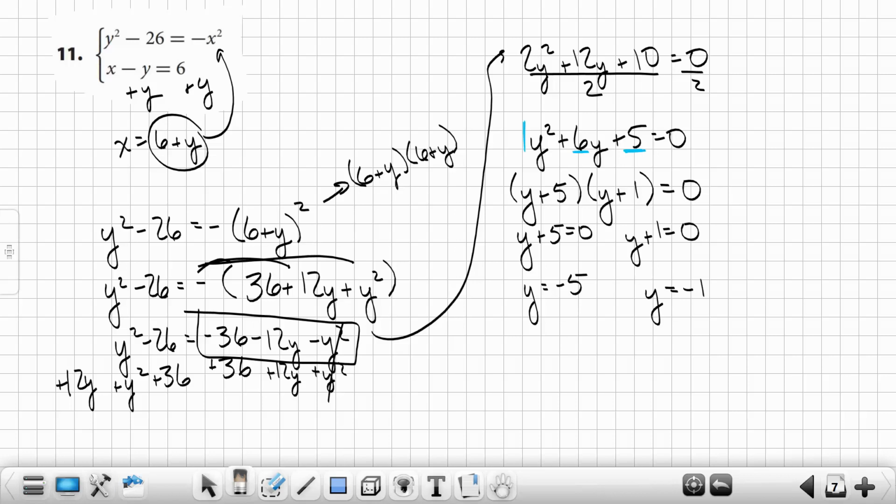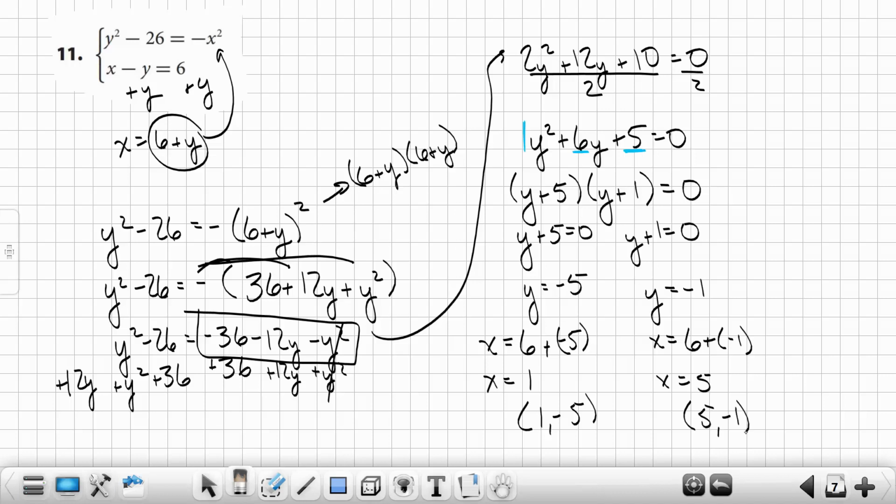I need my x values, so going back to the original equation, I have 6 plus -5 now, and I have 6 plus -1. So my x value is going to be 1, and my x value is going to be 5. So I get the coordinate 1, -5, and I get the coordinate 5, -1. And those are the two places that line crosses that parabola.